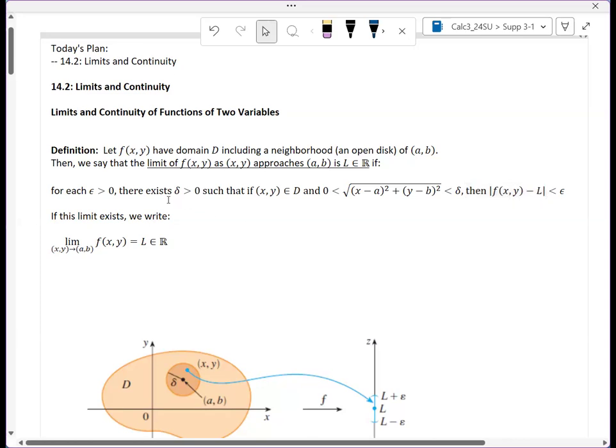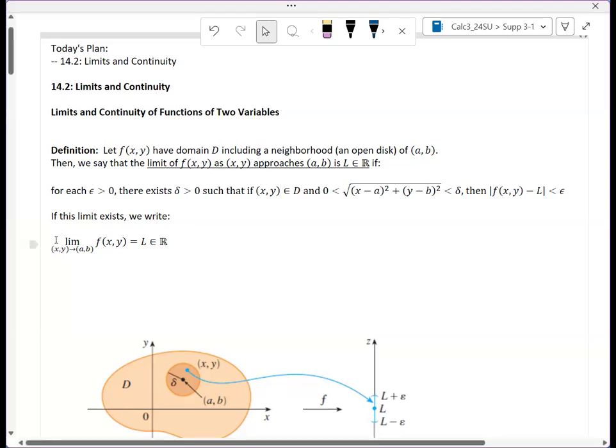This should look very similar to the Calc 1 definition of limit, where we just said if the absolute value of x minus a is between 0 and delta, then the absolute value of f of x minus L is less than epsilon. So this is just a perfect two-dimensional analog of that one-dimensional idea.